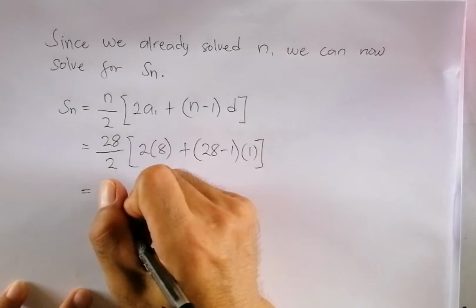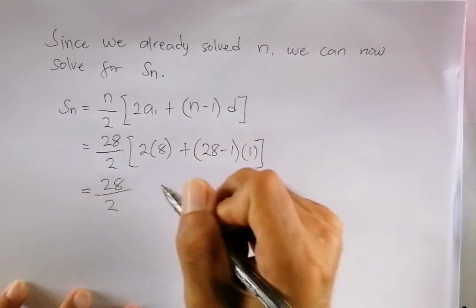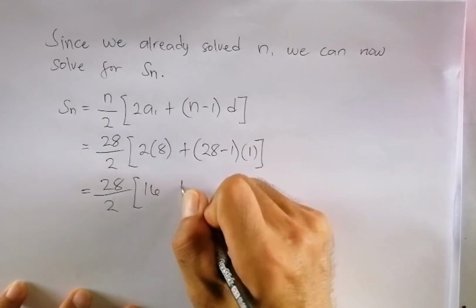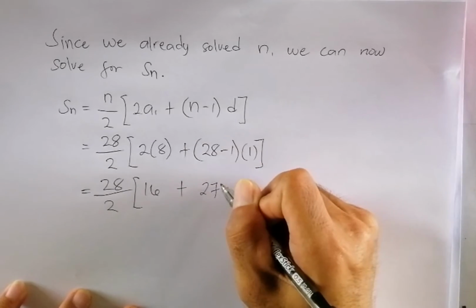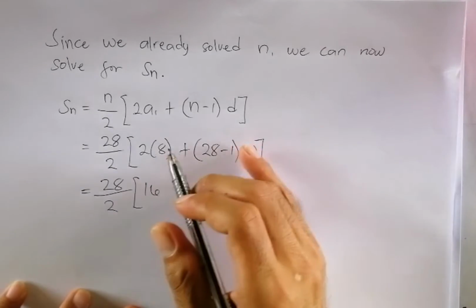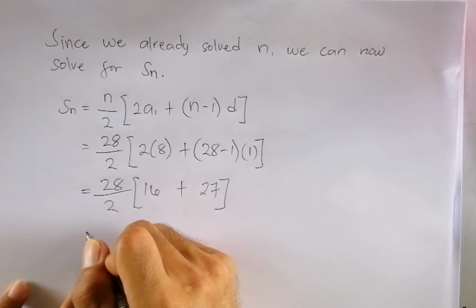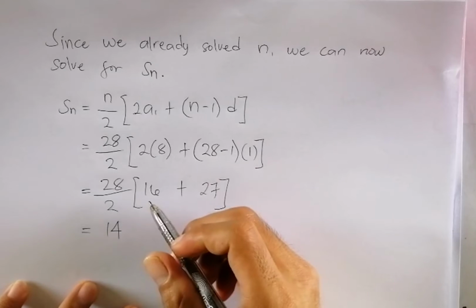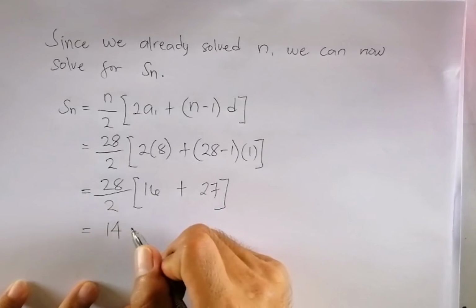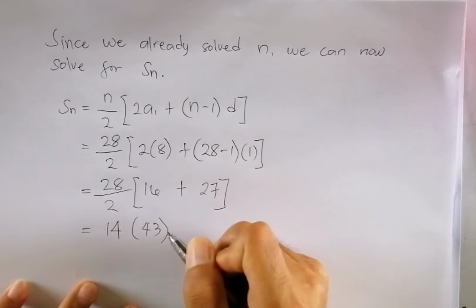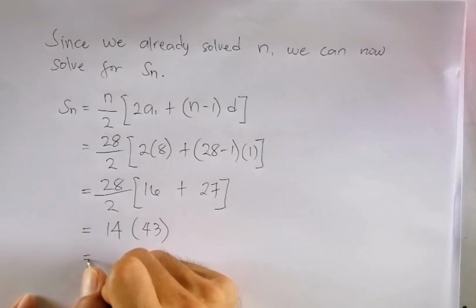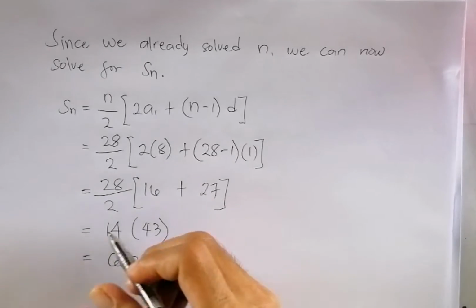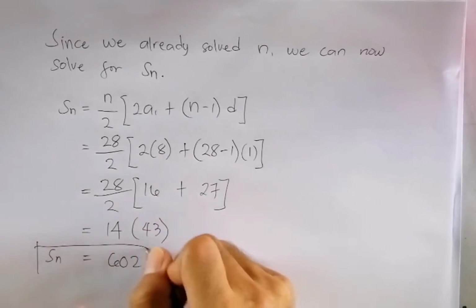Okay, simplify. So that is 28 over 2 times, we have 2 times 8 is 16, 28 minus 1 is 27. So we can divide 28 divided by 2, that is 14. 16 plus 27 is 43. Then multiply 14 times 43, that is equal to 602.